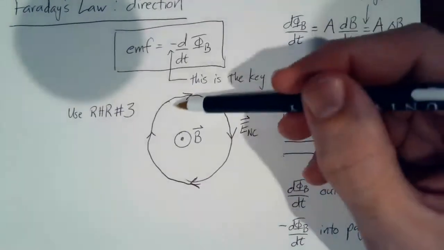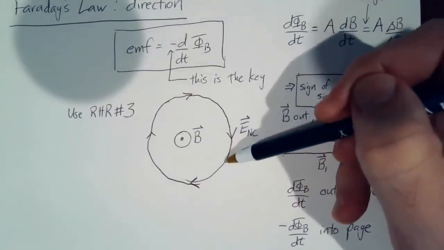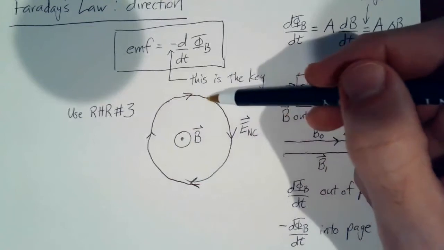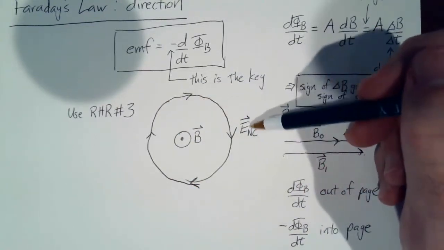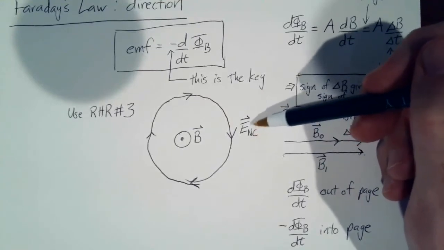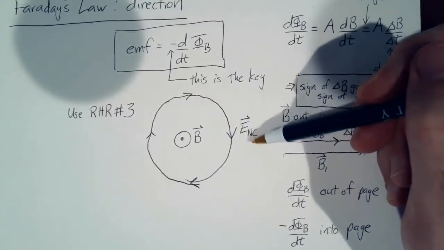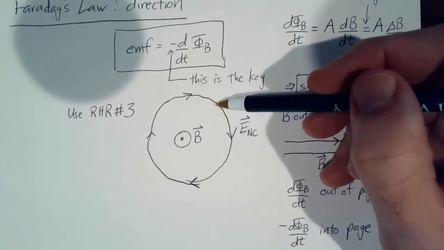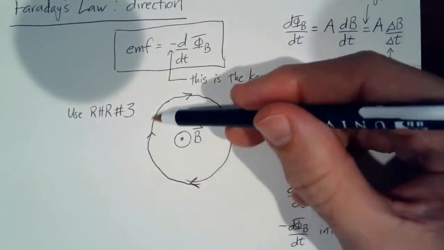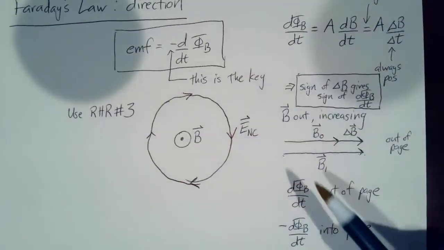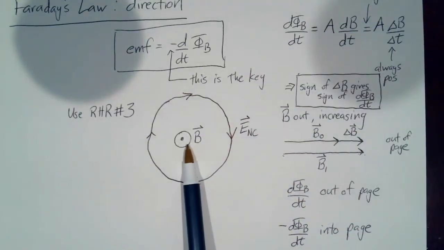Okay, so this is the direction that conventional current would be driven around the loop, because remember, conventional current is positive, and the electric field for a positive charge points in the same direction as the force on the positive charge. So the positive charge, the positive current, would be pushed around the loop in a counterclockwise direction if B is out of the page and increasing.